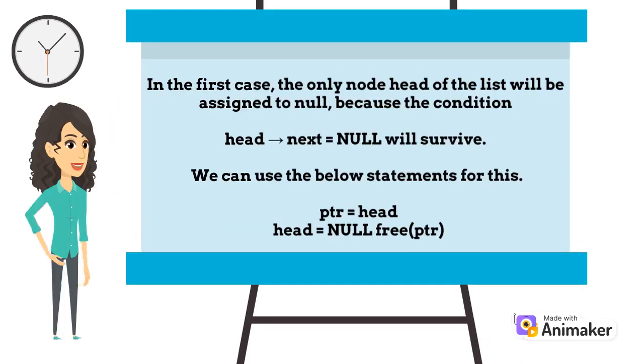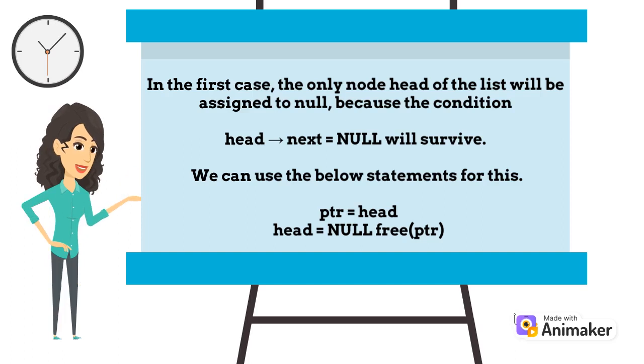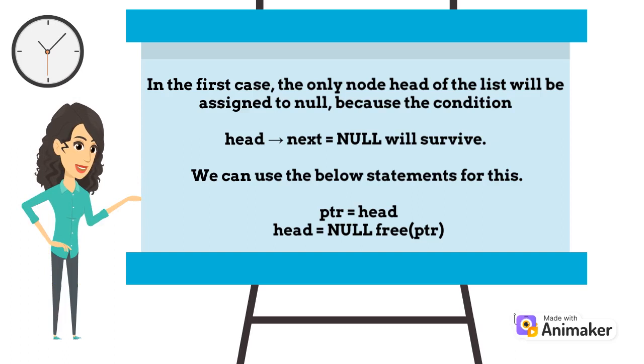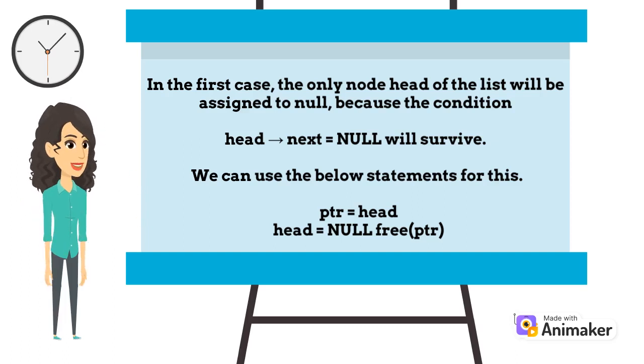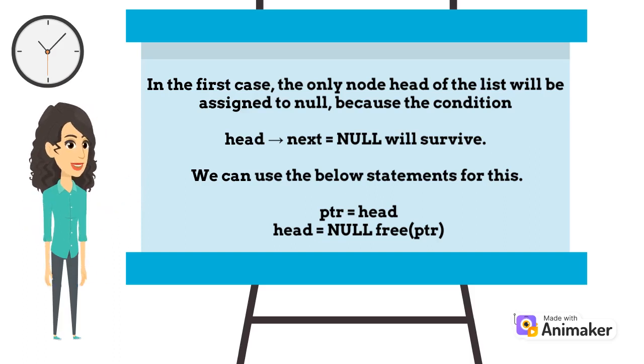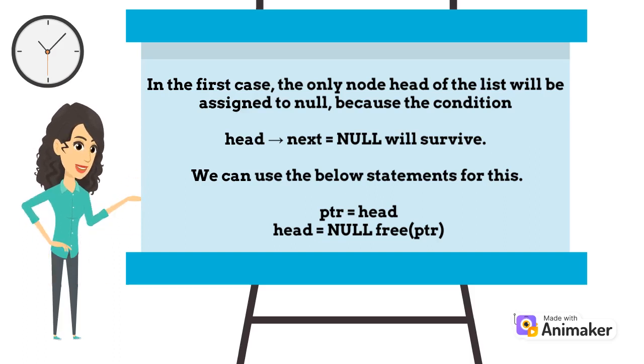In the first case, the head of the list will be assigned to null, because the condition head next equals null will survive. We can use the below statements for this: ptr equals head, head equals null, free ptr.